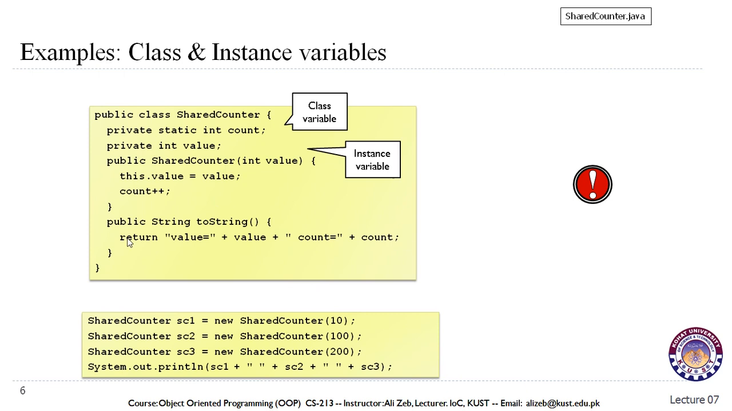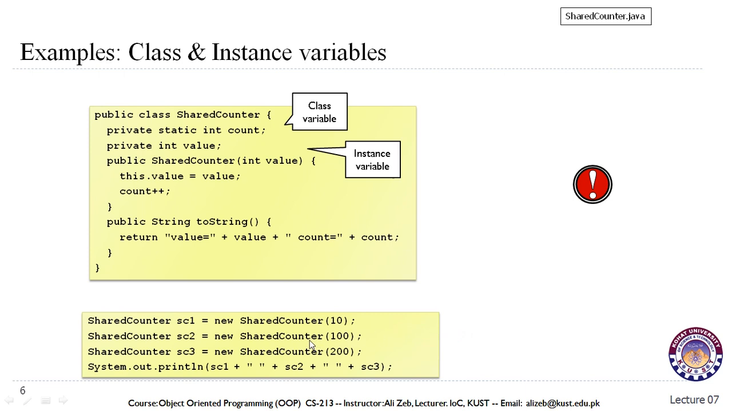So the value 10 is passed by the first object, and when we print this object, we expect that the value of this variable will be 10, and the value of the count variable will be 1, it should be 1.